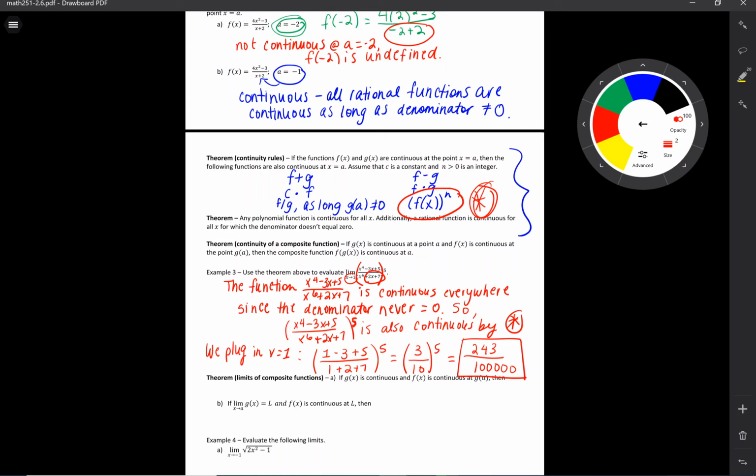Next, we're going to move on to composite functions. So if I have g of x is continuous and f of x is continuous at the point g of a, then I have the following. This is going to look a little bit funky, but we're going to do some examples. I have the limit as x approaches a of f of g of x, this is our composite function, is equal to f of the limit as x approaches a of g of x.